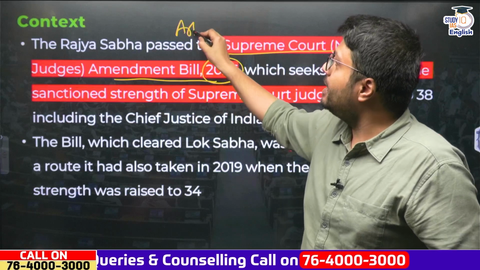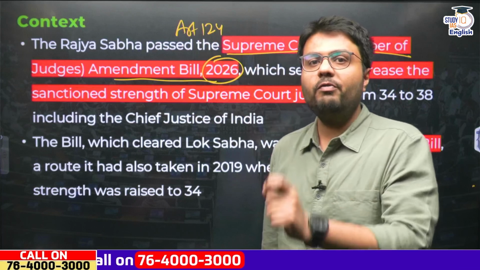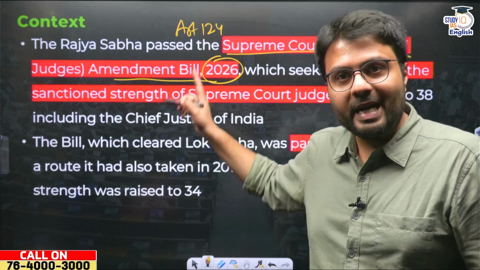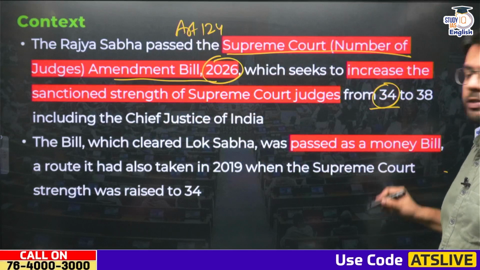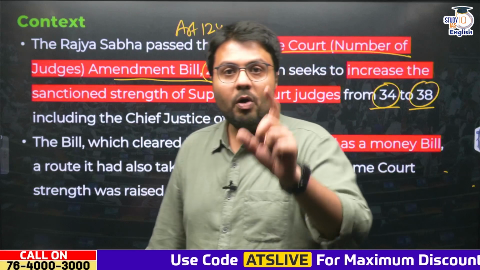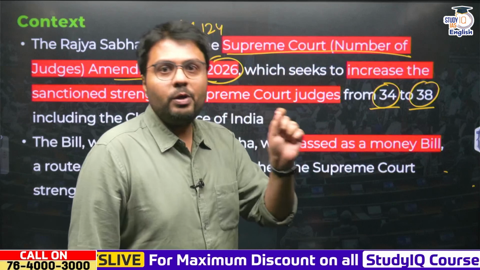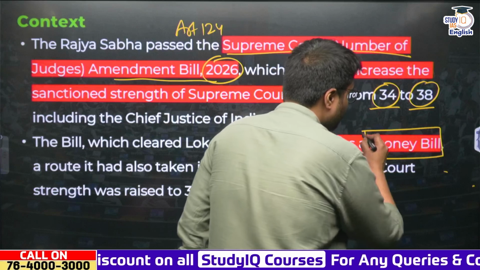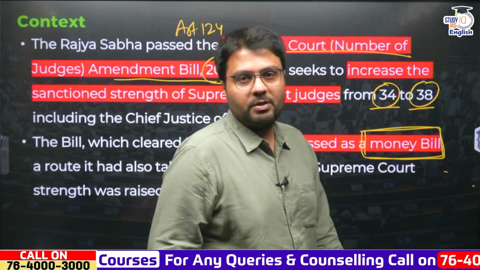Now, as per Article 124 of the Indian Constitution, this provision gives the power to Parliament to increase the strength of judges in the Supreme Court, and as a result, the strength of the Supreme Court has increased from 34 judges to 38 judges, including the Chief Justice of India. The matter of controversy that has arisen is because this bill was taken up in Lok Sabha and it was designated as a money bill. So why has this bill been designated as a money bill? This is the subject of our today's discussion.